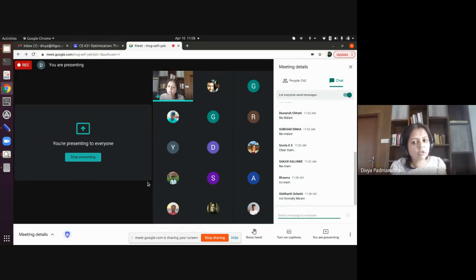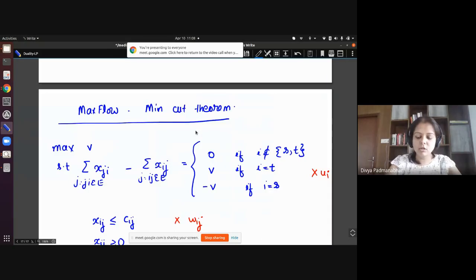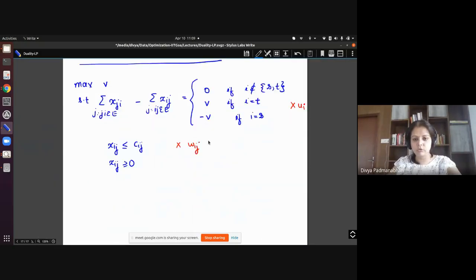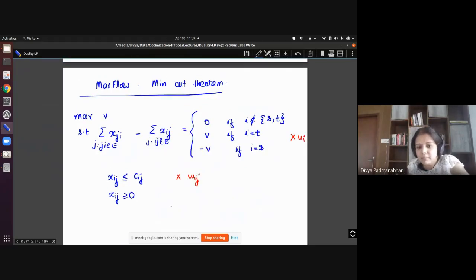So it turns out that the basis for this algorithm comes from optimization and these concepts of duality. I just wanted to touch upon this aspect. So let's write the dual for the max flow problem. If you remember, we formulated the max flow. I just gave you a formulation at that point.